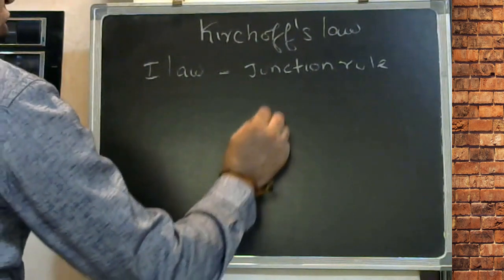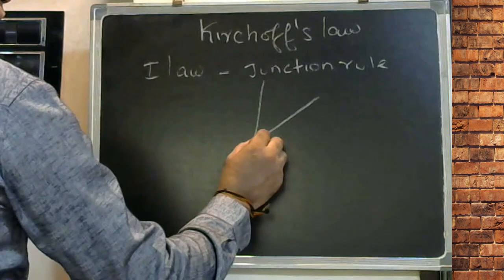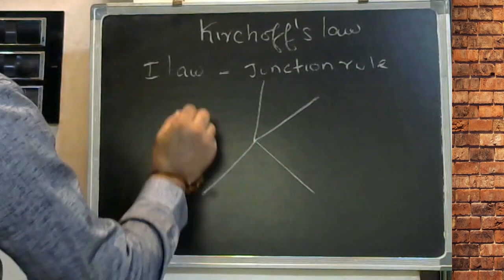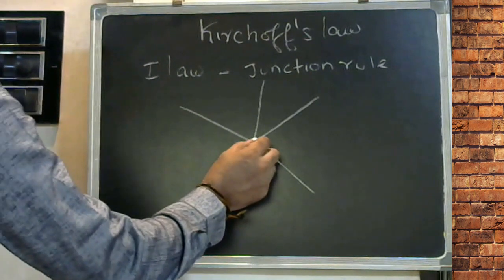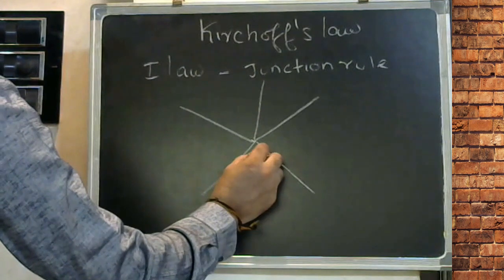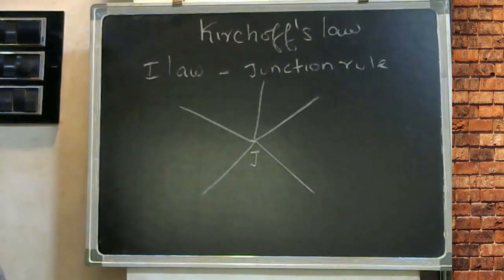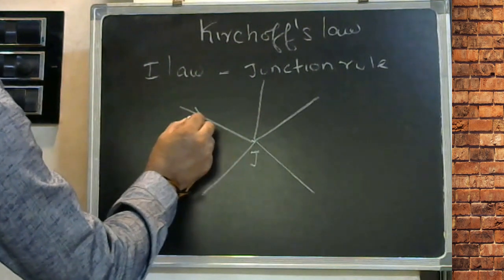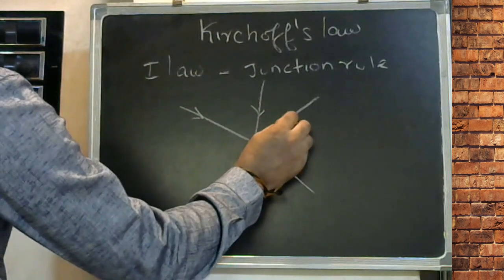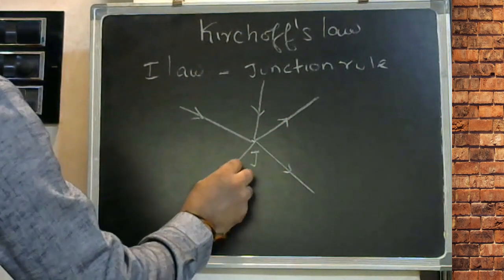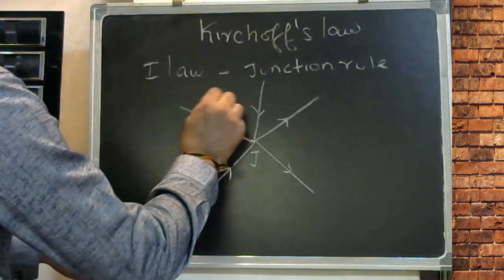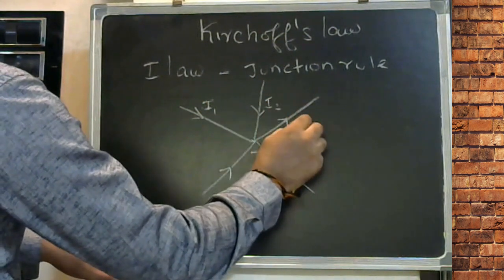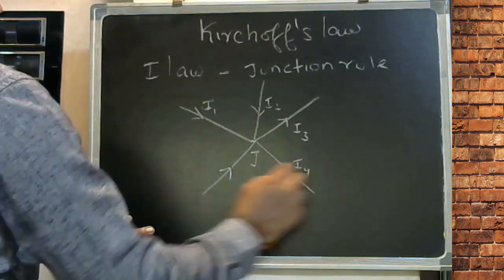Let's consider a junction. A junction is a point where currents meet or move. You can say a junction is where some trains come in and go out. It's a meeting point, basically. So this is your junction, J, let's take. Now some currents are coming in, some current is going out this way. So an arrow inwards is coming in, going out is that way. Let's name them I1, I2, I3, I4.